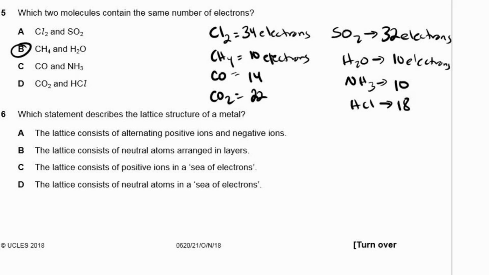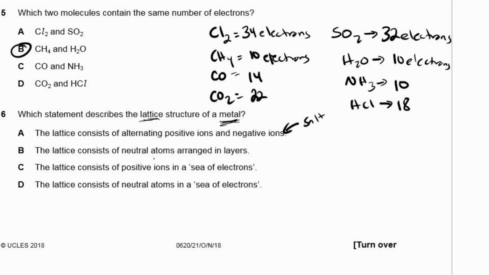Question 6. Which statement describes the lattice structure of a metal? So be careful. When you see lattice, you often think of salt, but this is of a metal. So the structure of metal, basically. So the lattice consists of alternating positive and negative ions. That is a salt. All right, so it's not that one because we're talking about a metal.